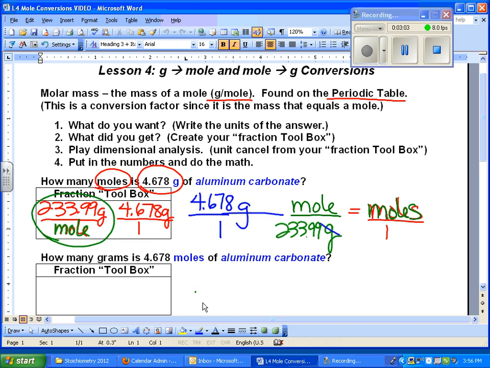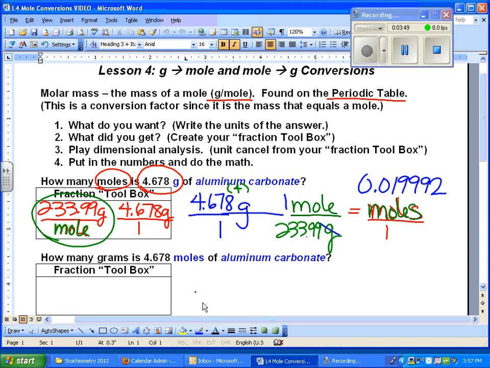When I plug that into my calculator, I'm going to multiply straight across. So actually it's 4.678 times 1 mole. So my number on top will be 4.678. The number that I'm going to divide by is 1 times 233.99. So in a sense, I'm going to take 4.678 and divide by 233.99. The answer on my calculator comes out to be 0.019992.